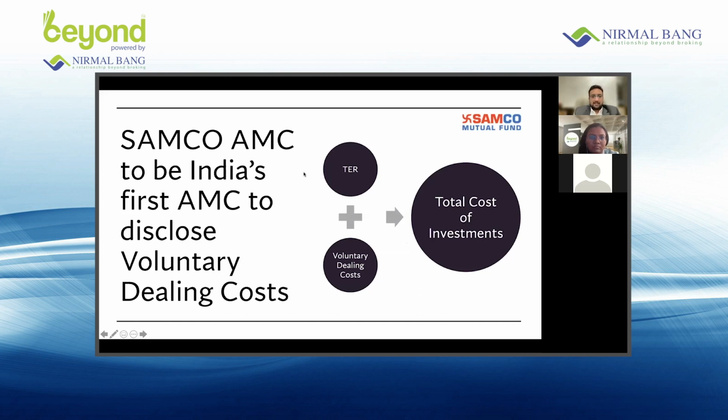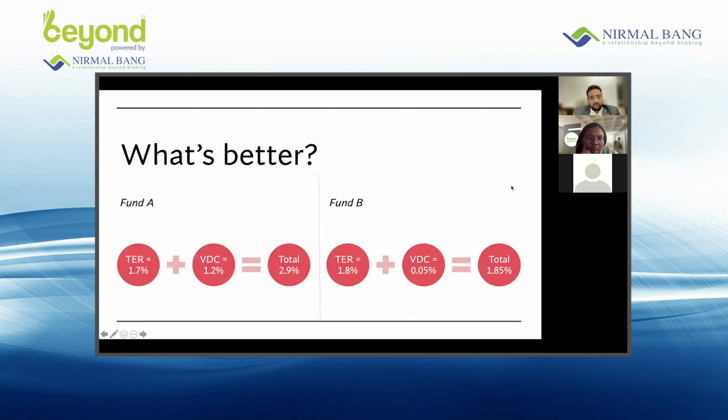And we at Samco, along with the active share, are going to be the first AMC to disclose voluntary dealing costs in India. Our aim is to run the kind of fund that is Fund B. Today, let's say the industry is running Fund A. TER is 1.7%, and the voluntary dealing cost, because the average portfolio turnover in the category is about 149%, works out as follows. As a rule of thumb, every 10% portfolio turnover has a 0.1% voluntary dealing cost. So the total cost for the typical industry fund is about 2.9%.